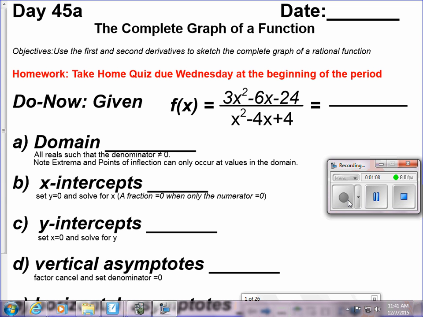Then the other thing you have is today's notes, and today we're going to go through one of these, sketching a complete graph of a function, and we're going to do it for a rational function. So that way you'll be all set for your take-home quiz.